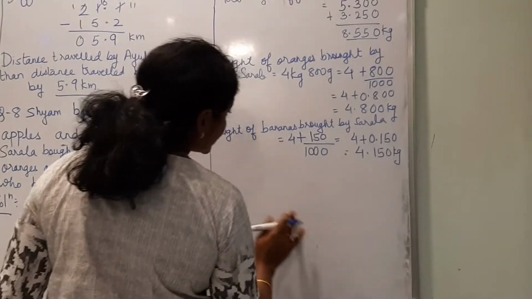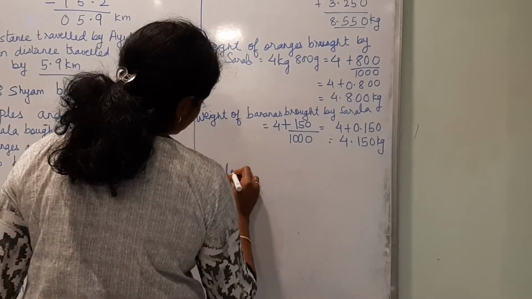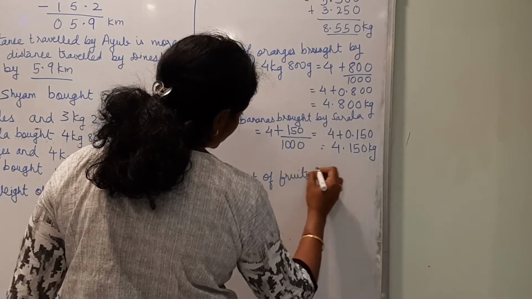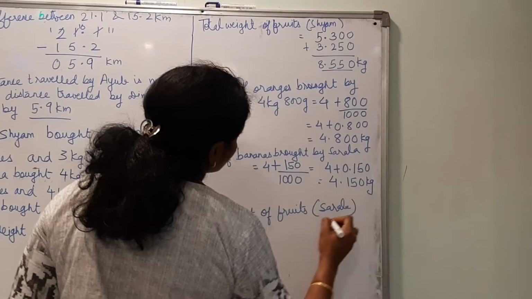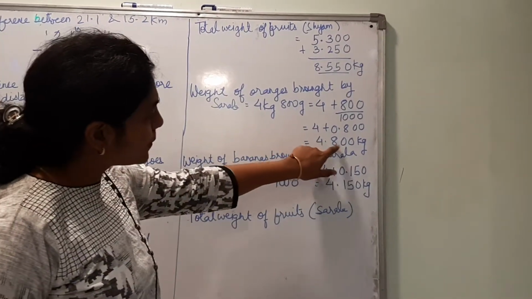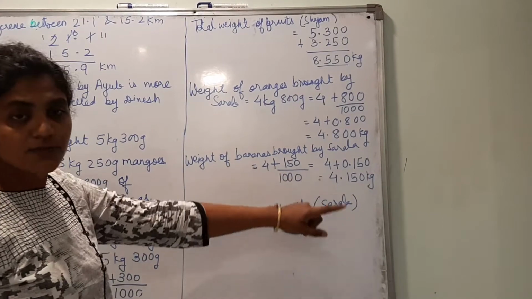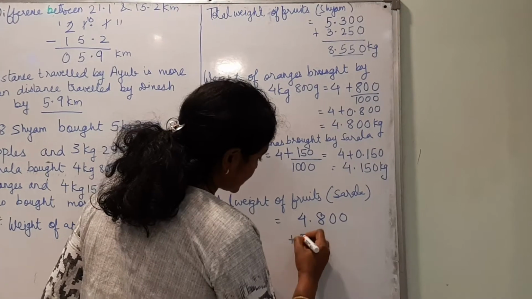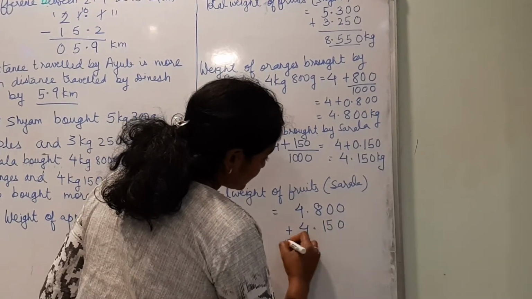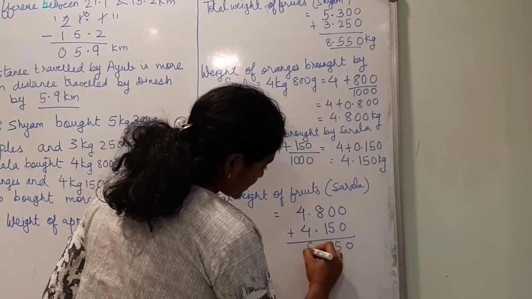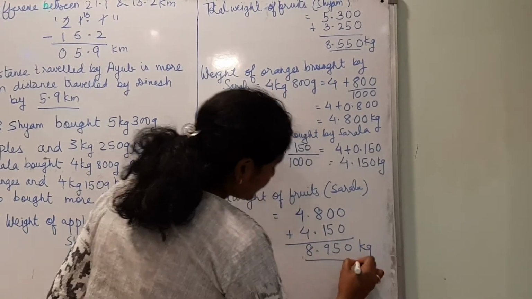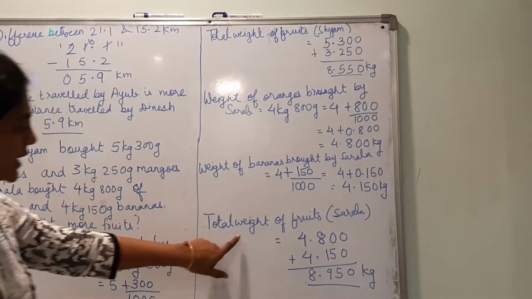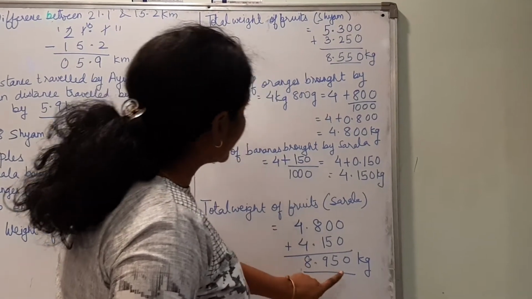Then find the total weight of fruits brought by Sarla. What you will do? I will add 4.800 plus 4.150. It is 8.950. So total weight by Sham is 8.550 and total weight of fruits brought by Sarla is 8.950.